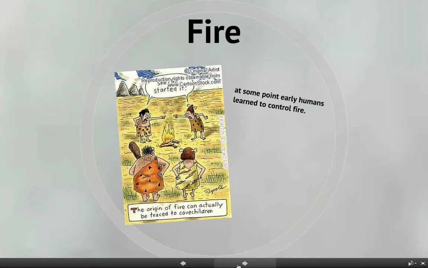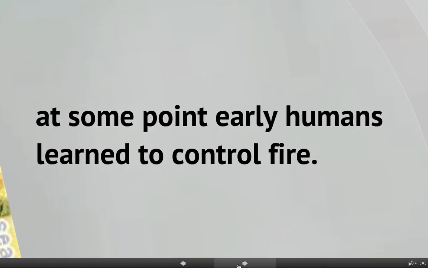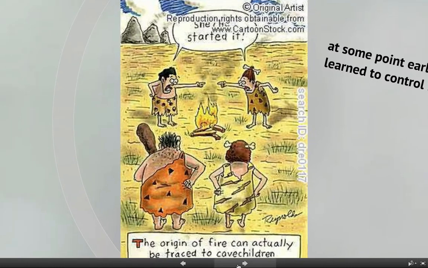Eventually, humans learned how to control fire. So at some point, early humans learned to control fire. I'll let you look at this cartoon. It's a funny way of describing how the origin of fire can be traced.